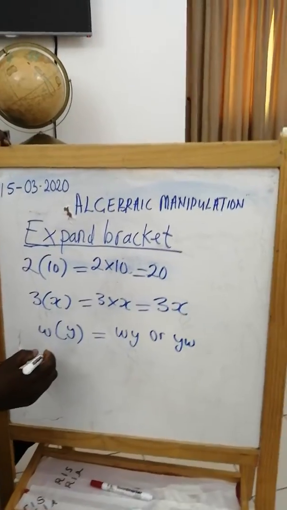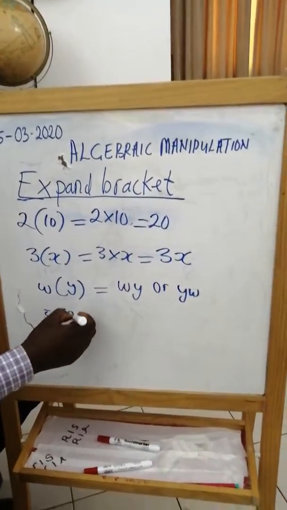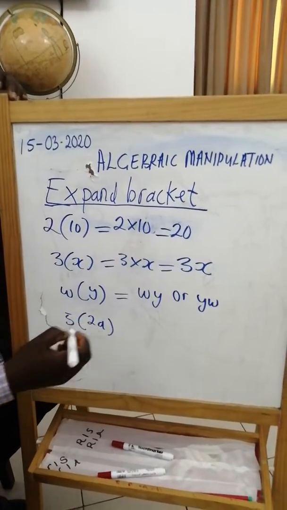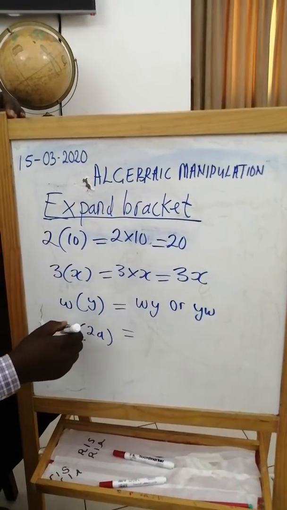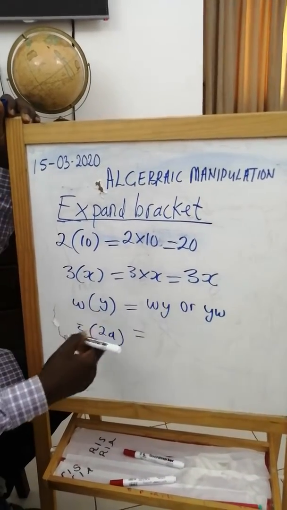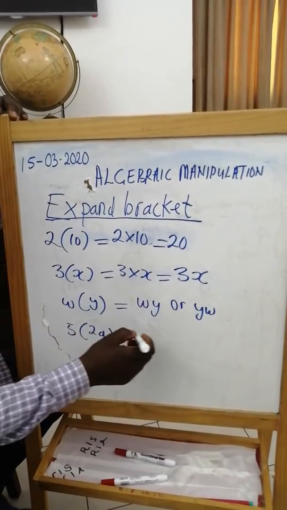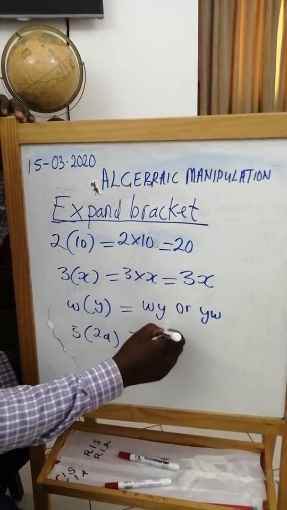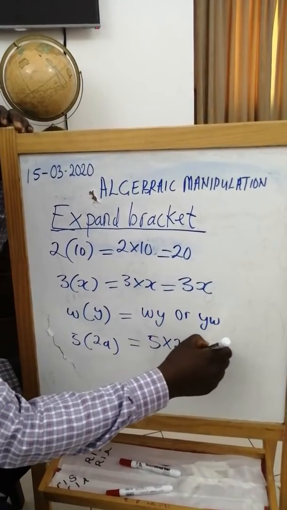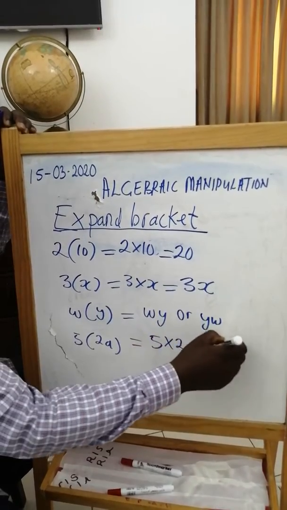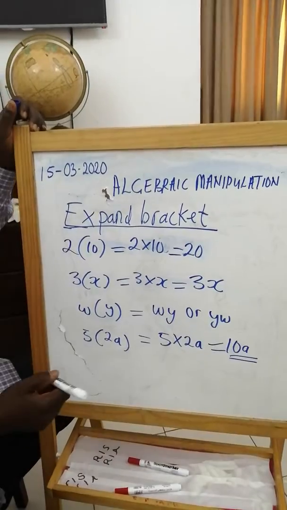And if we have something like 5 bracket 2a, what does that mean? It means 2a in 5 places. That's 2a plus 2a, five times, and we know that will give us 10a, right? But let's say I'm saying 5 multiplied by 2a, that will give us 5 multiplied by 2, which is 10, then you have to put the a, that's 10a. Please don't forget this, very important.